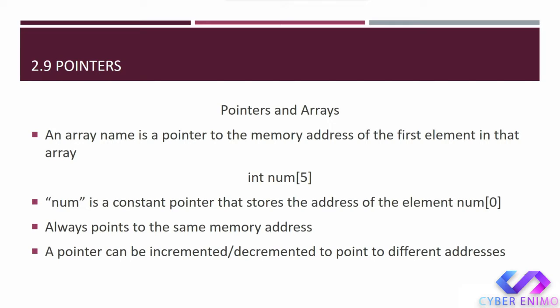It's the identifier of that array, and it is considered a constant pointer. This constant pointer stores the address of the first element in that array, which is num with the index of 0. And I say constant pointer because this pointer always points to that same address. It cannot be changed. This is unlike regular pointers, which can be incremented or decremented to point to different addresses.